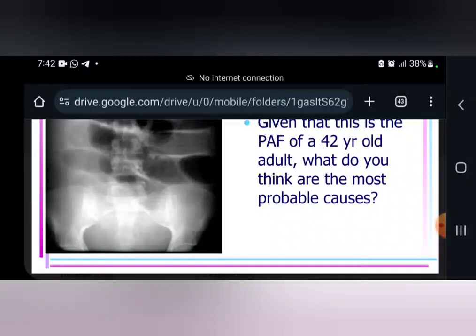Hernia and adhesions are the most common causes of intestinal obstruction. Hernia is the most common cause of intestinal obstruction in our context, and adhesion is the most common cause of intestinal obstruction in developed countries. So generally, those are what we have on intestinal obstruction.